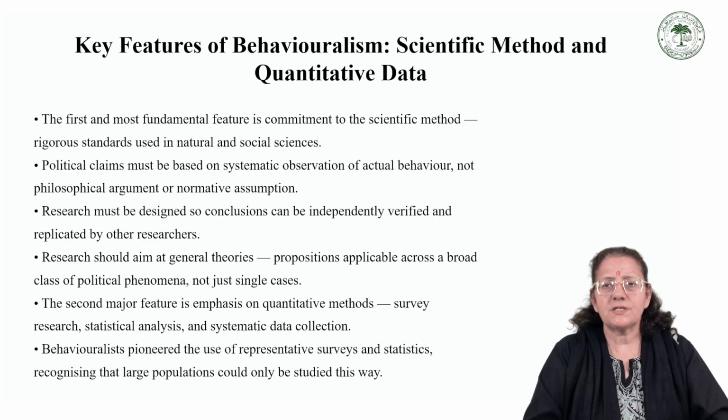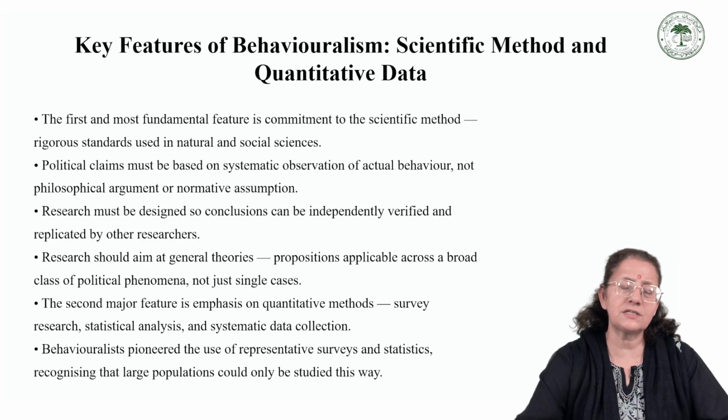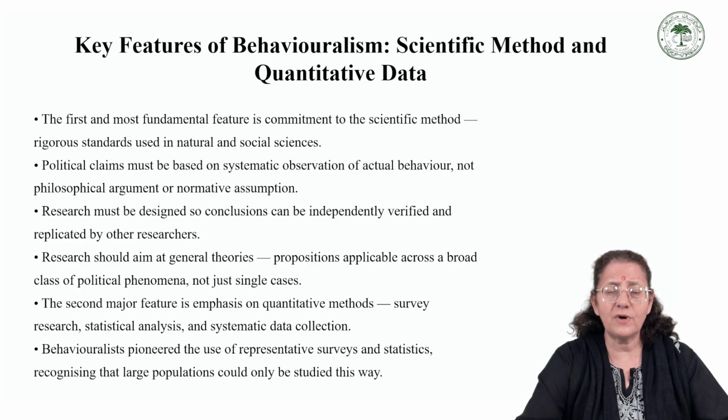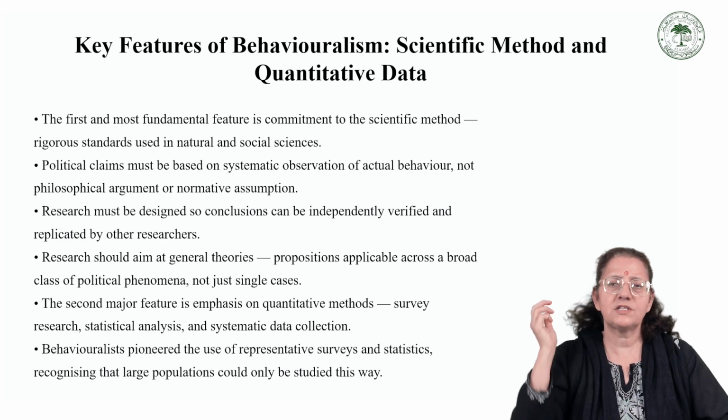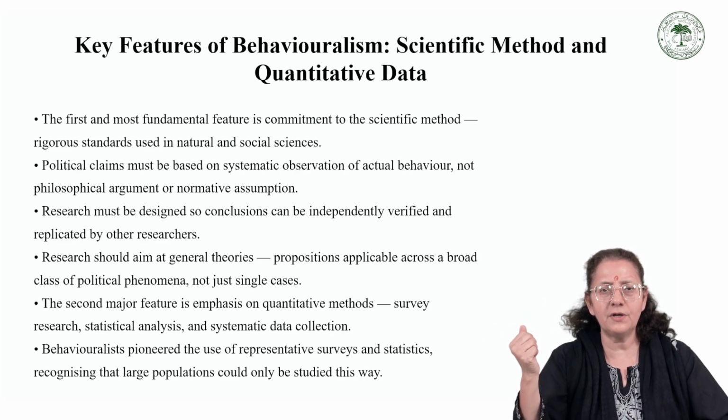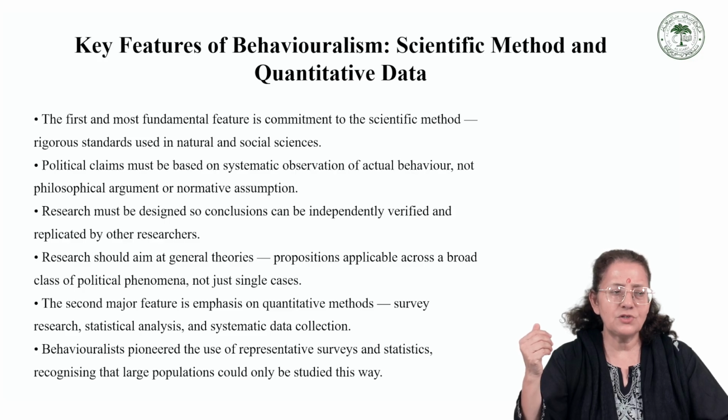The behavioral approach is characterized by several key features that distinguish it from both the normative and the earlier institutional approach. The first is a commitment to the scientific method. Behavioralists argued that political science should adopt the same rigorous scientific standards used in the natural sciences and in more advanced social sciences like psychology and sociology. The commitment to science expressed itself in several specific methodological demands. First, political claims should be based on empirical evidence, on systematic observation of actual political behavior, rather than on philosophical arguments or normative assumptions.